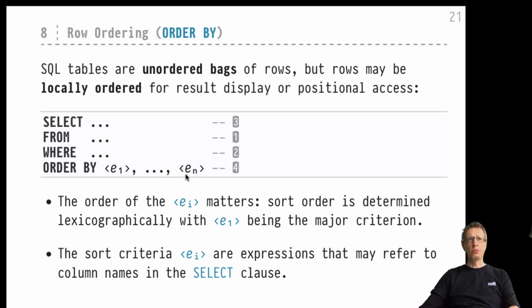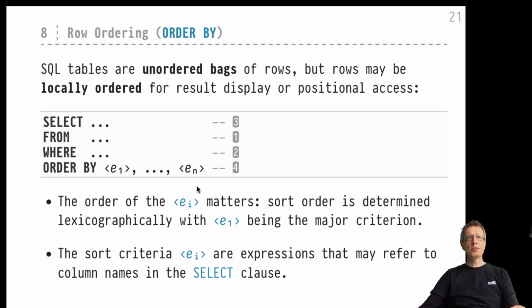These are ordered from left to right, so E1 is the most important sorting criterion. Rows are being sorted on the value of expression E1 first. Only if E1 evaluates to the same value for two given rows, the sorting criterion E2 is consulted. If E2 leads to a tie, we consult E3 and so on. So it's a lexicographic ordering of rows based on the ordering criteria that you specify, separated by commas here in the order by clause. So the order of the ordering criteria really makes a difference here.